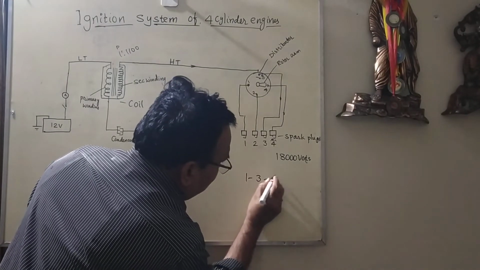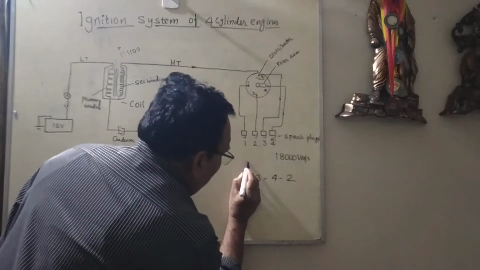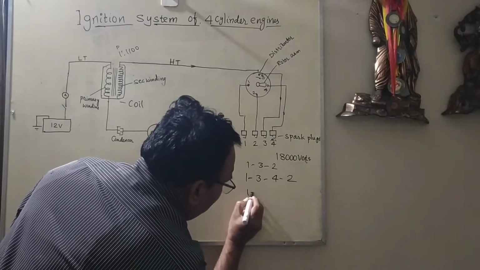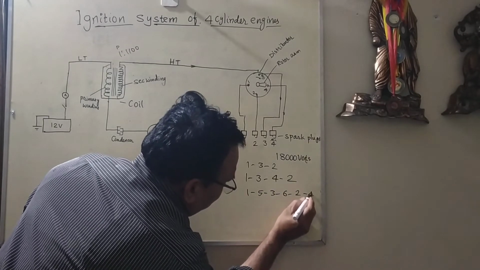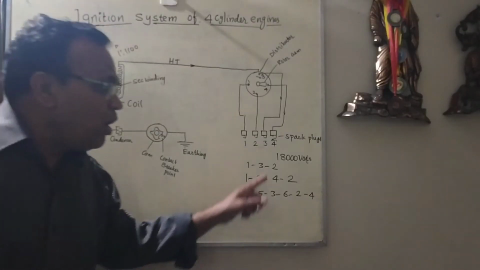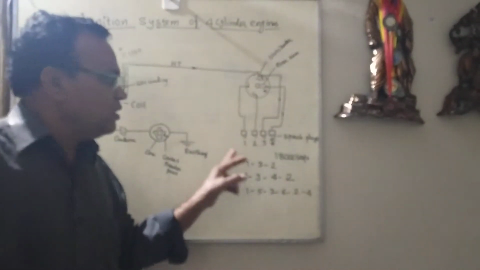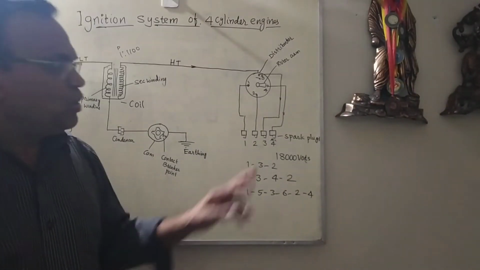The firing order is 1, 3, 4, 2 for a 4-cylinder engine. If it is a 3-cylinder, it is 1, 3, 2. If it is a 6-cylinder, it is 1, 5, 3, 6, 2, 4. These are called firing orders, meaning the order in which the firing occurs at the spark plugs. So how do we connect?